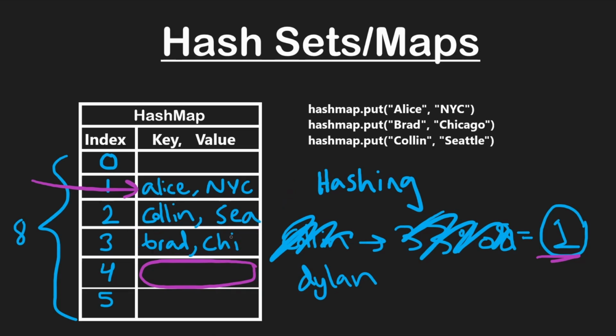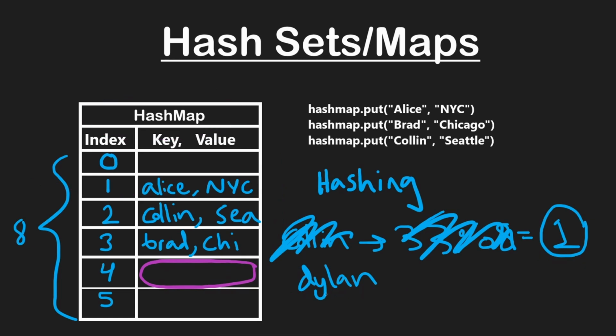And then we would have tried the next position over here, but this is empty. So if Dylan existed, he would have been here, but he's not. Therefore, Dylan does not exist in our hash map. This will make a little more sense if I explain how we would insert Dylan.